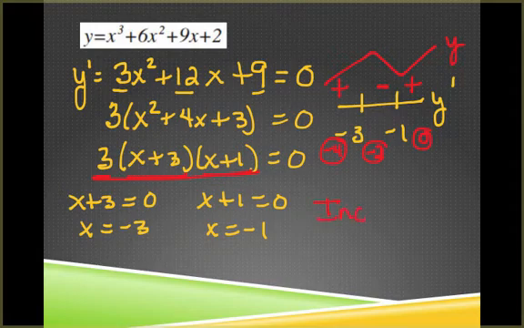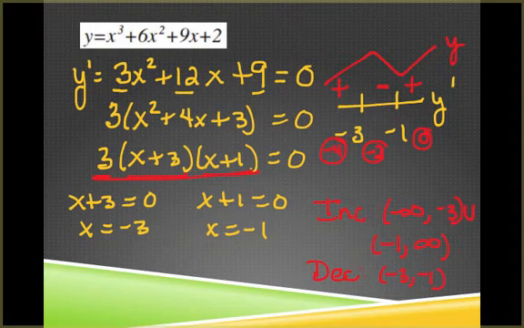So let's go ahead and write our intervals of increasing and decreasing. We are increasing from negative infinity to negative 3, union, because we've got two parts, and we're also increasing from negative 1 to infinity. And then we are decreasing from negative 3 to negative 1.